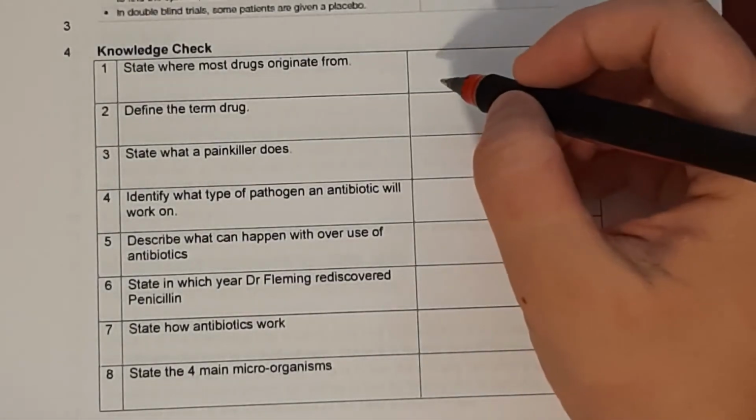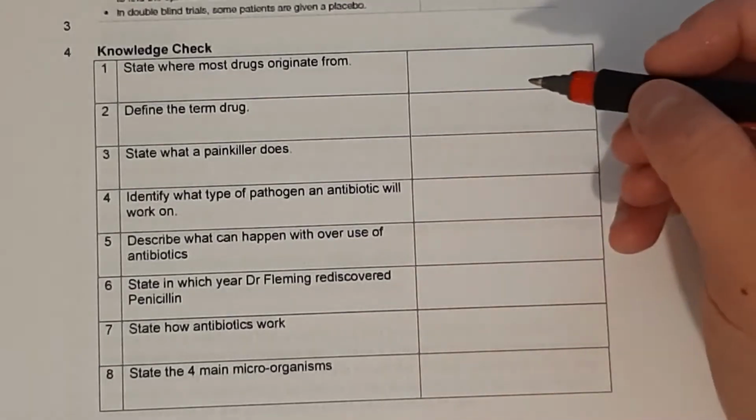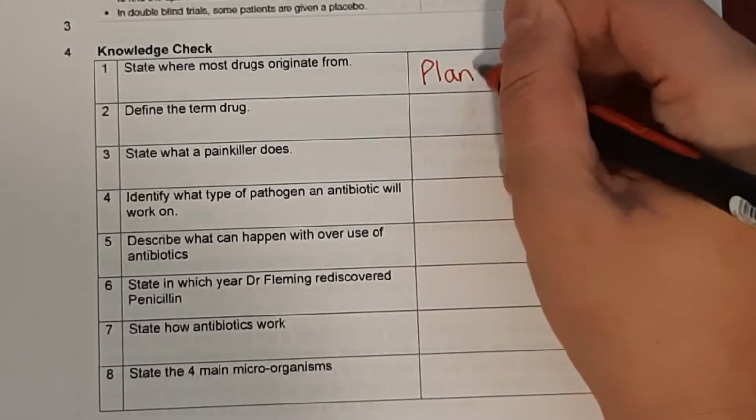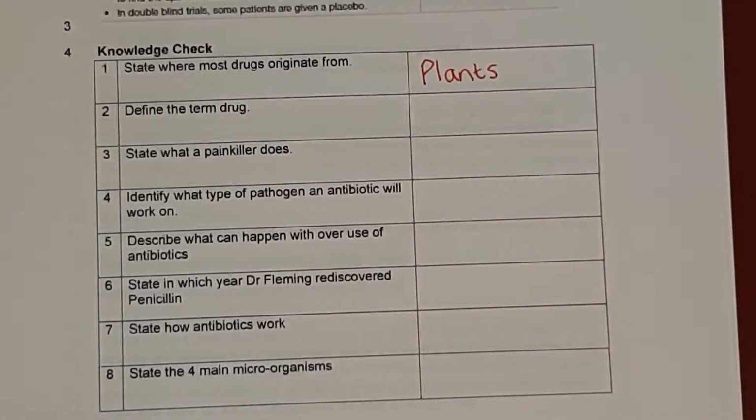Question 1. State where most drugs originate from. Most drugs originate from plants or plant materials. Question 2. Define the term drug. So a drug is a substance that has a physiological impact on the body. That means it makes changes within the chemistry of the body.